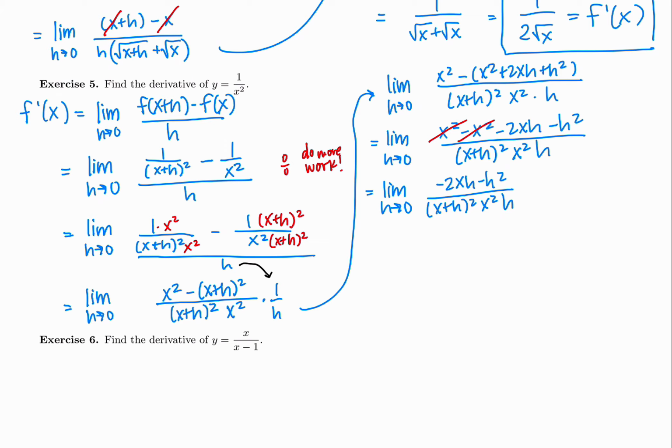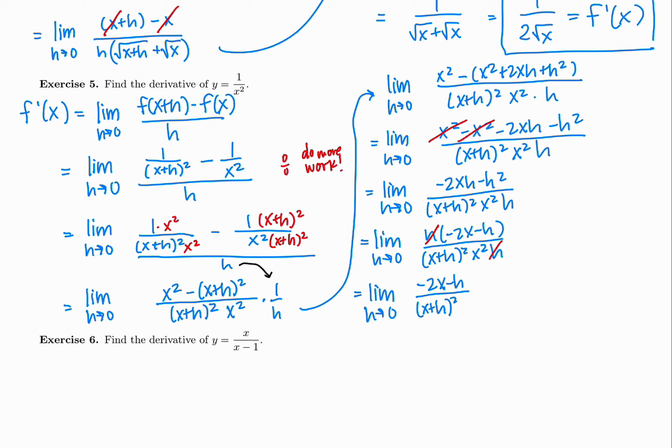And you should see that I can factor an h out of the top now. That's kind of where you want to get to. So this is the limit as h approaches 0 of h times negative 2x minus h. Just pulled an h out of both parts of the top. x plus h squared h. And those h's cancel, which remember was my goal here. So this is the limit as h approaches 0 of negative 2x minus h in the top, x plus h squared times x squared in the bottom.